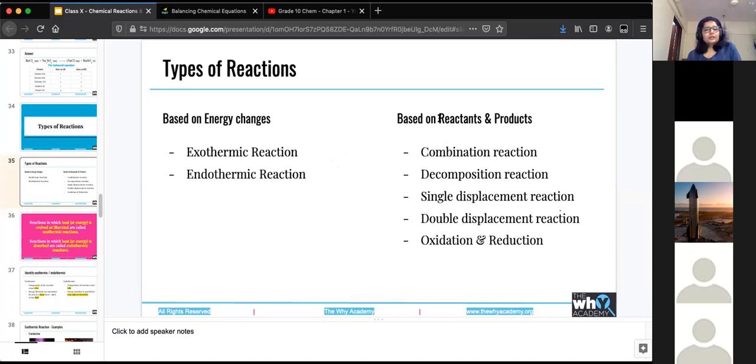Now, based on the reactants and products, if you observe the pattern of what is happening to reactants and products, there are 4 types of reactions. You have combination, you have decomposition, you have single displacement, and you have double displacement.